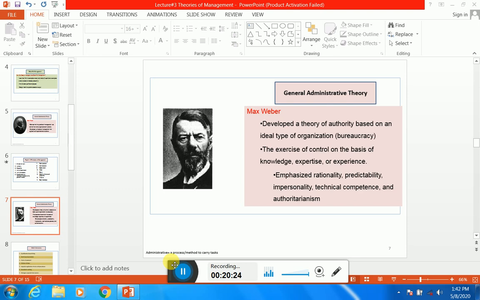So each organization must possess a proper authority, a proper administrative process, a proper structure, and proper process methods. Every task must be carried out clearly in a proper sequence. That theory was basically known as the Max Weber theory, or sometimes it is also known as the theory of bureaucracy. Now Max Weber said: the exercise of control on the basis of knowledge, expertise or experience.